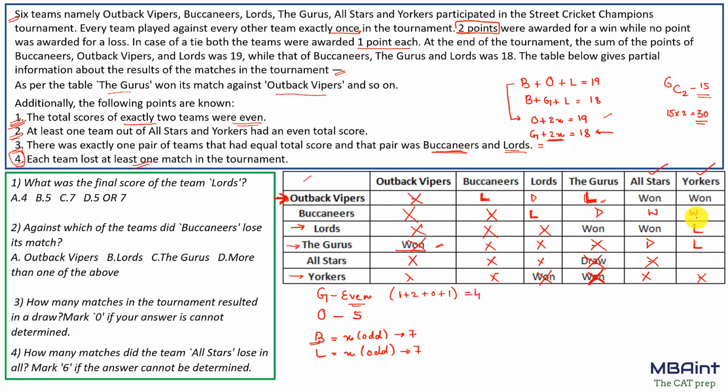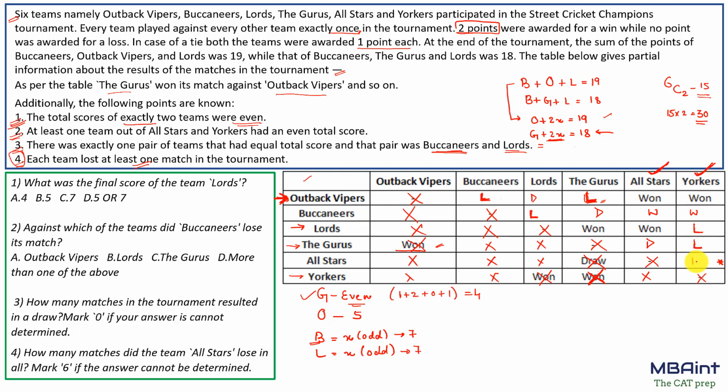Now what is remaining? Remaining is this cell. Can we find the value in this cell? Let's try to do this. We know that one out of these 2, All Stars or Yorkers, at least one out of these 2 would be even. And we know that exactly 2 are even, one of them is G. So only one of them would be even. Only one of them would be even. Let's try to find the scores of Yorkers. And let's see what is the possibility.